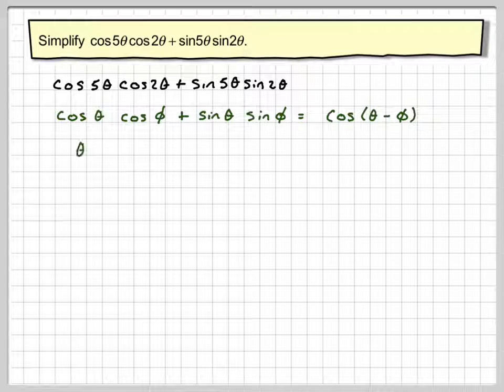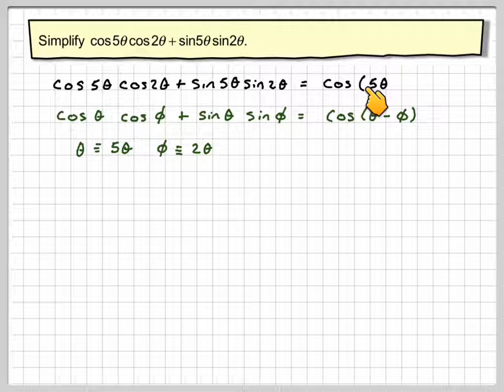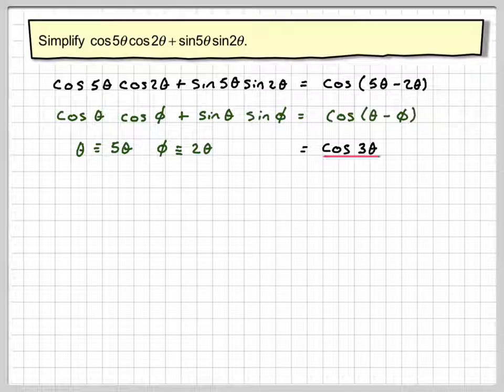So letting θ be equivalent to 5θ and φ being equivalent to 2θ, then this becomes equal to cos of 5θ minus 2θ. And that simplifies down to, obviously, 5θ minus 2θ, so cos 3θ.